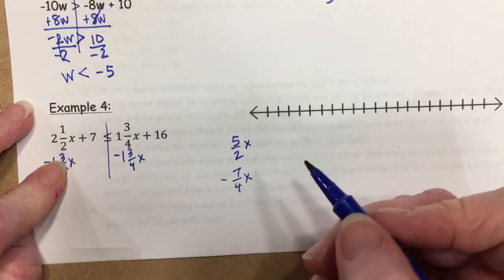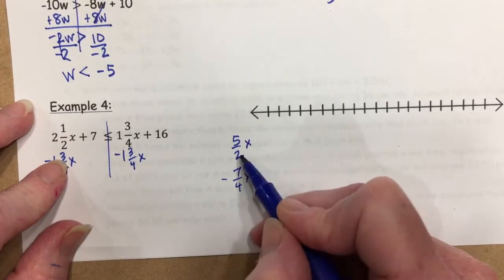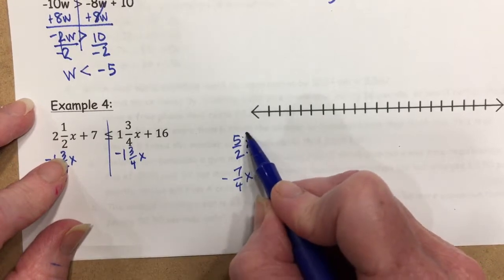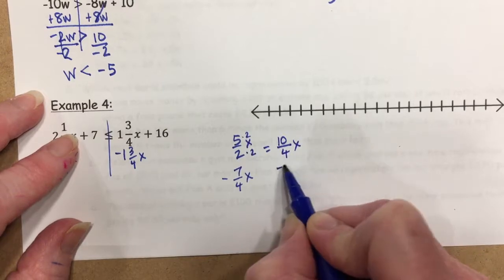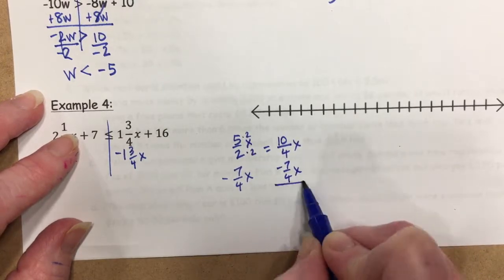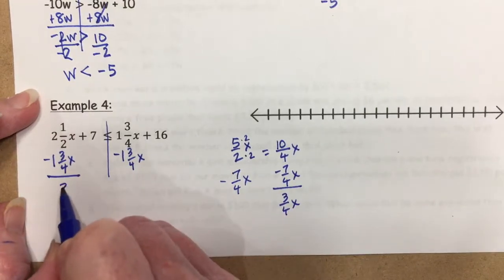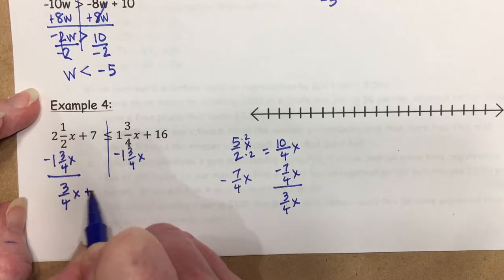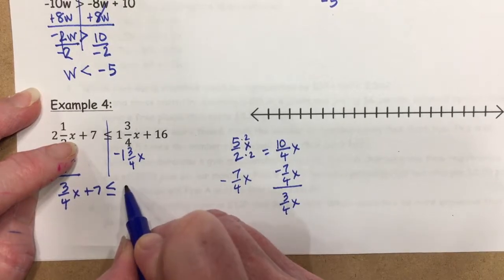So I'm subtracting these. Okay, but I need a common denominator. So if 4 is a multiple of 2, I just need to change this one. So I'd multiply by 2. So this becomes 10/4 x minus 7/4 x, which would give me 3/4 x. All right, so when I subtract these, I get 3/4 x plus 7. Bring down the less than or equal to, and then 16.